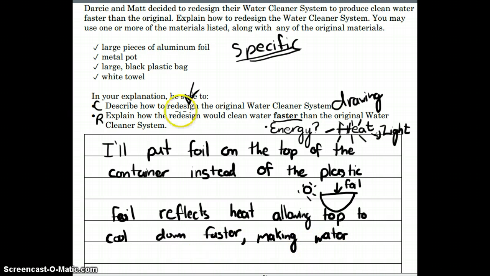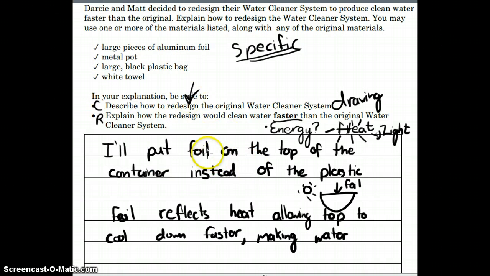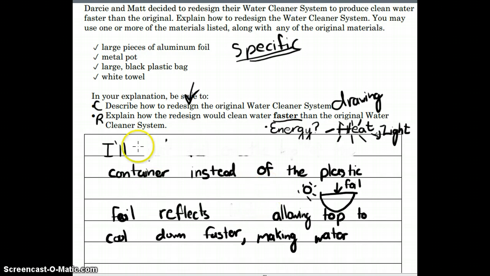Ta-da. I'm done. I could replace something with the metal pot. It all has to do with light and heat. Oop, and I made a mistake there. It shouldn't be heat. My bad. What should it be? It should be light.